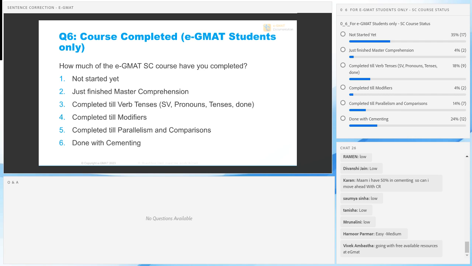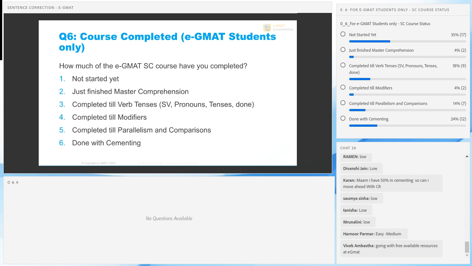Folks who have completed till parallelism comparisons, that's good. Again, you can see that the choices here are in progressive order. Before you get to cementing, you will understand whether you need to do certain parts of the course again, or with what mindset you should be looking at cementing.